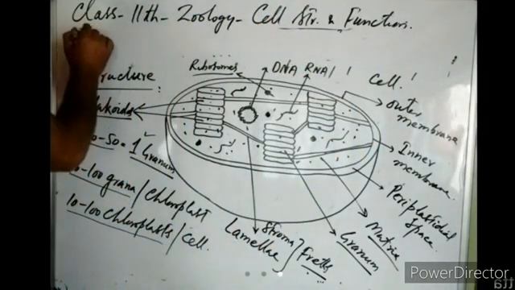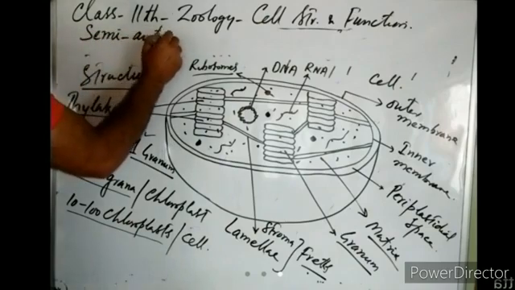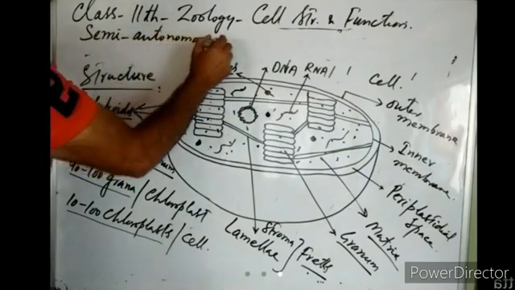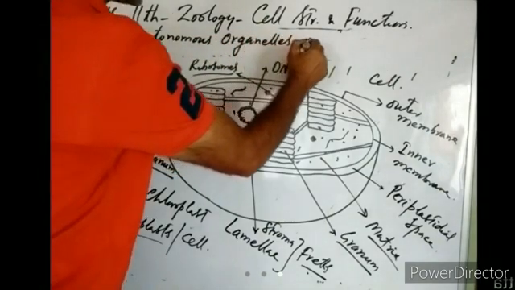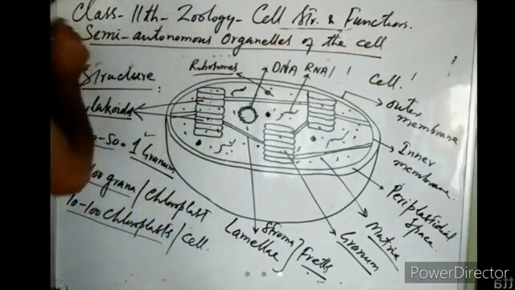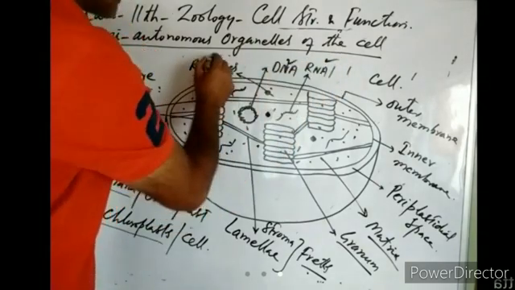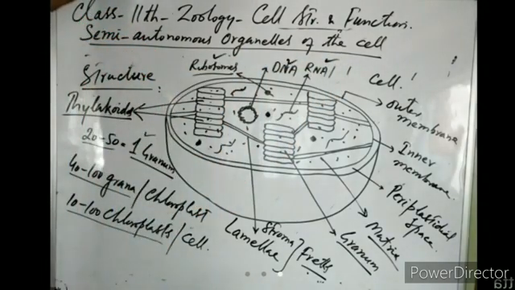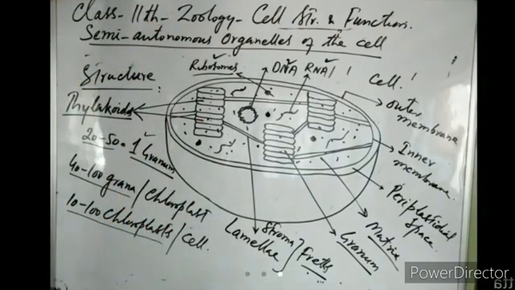Why are they known as semi-autonomous organelles of the cell? Because they have got their own DNA, their own RNA, their own ribosomes. So they can form their own proteins and they can self-replicate. So that gives them some autonomy. And we call them semi-autonomous organelles of the cell.